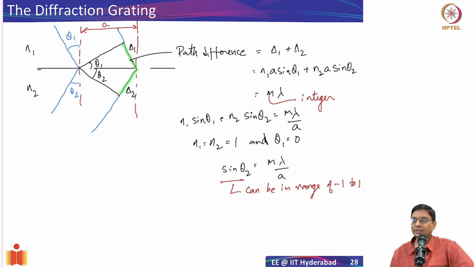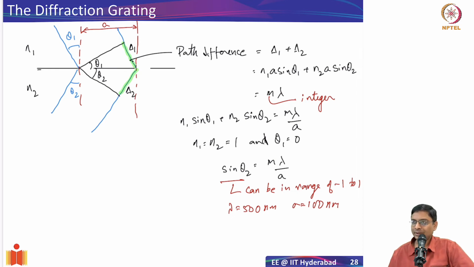Let's consider another scenario wherein lambda is 100 nanometers and a is 500 nanometers. If I take this scenario, then I can have multiple combinations of m. At various m's, I can have this equation satisfied between 0 and 1.